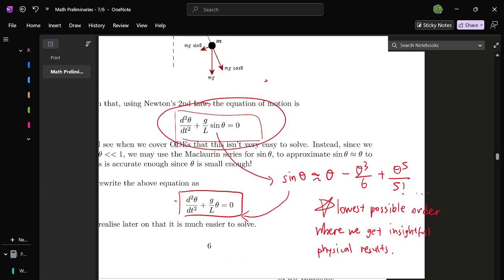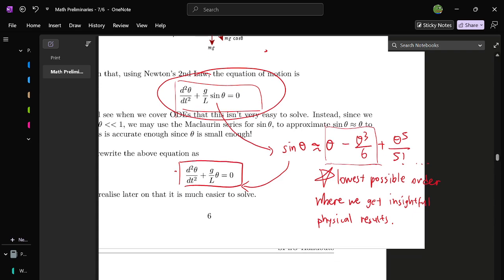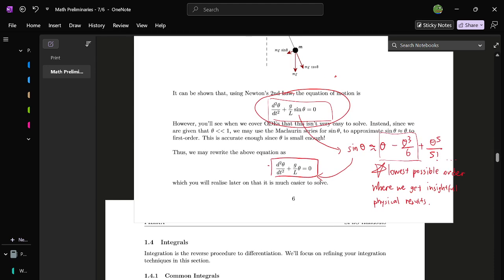But the reason why we're expanding is to simplify things. And we are only expanding to the first order in this case because at this order, we will get insightful physical results from this differential equation. In contrast, if you try to expand to, for example, the third order, then your equation becomes harder to solve as well. And you won't really get much more insight from that. Which justifies the choice of doing first order only. Okay.